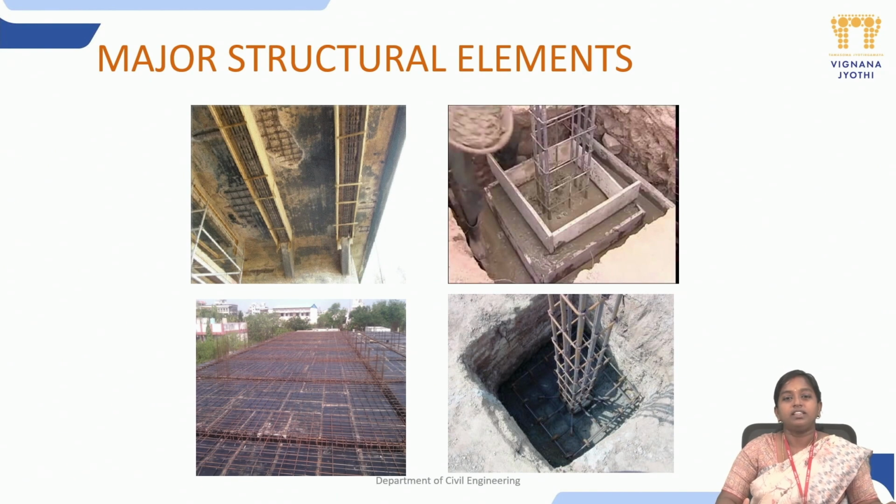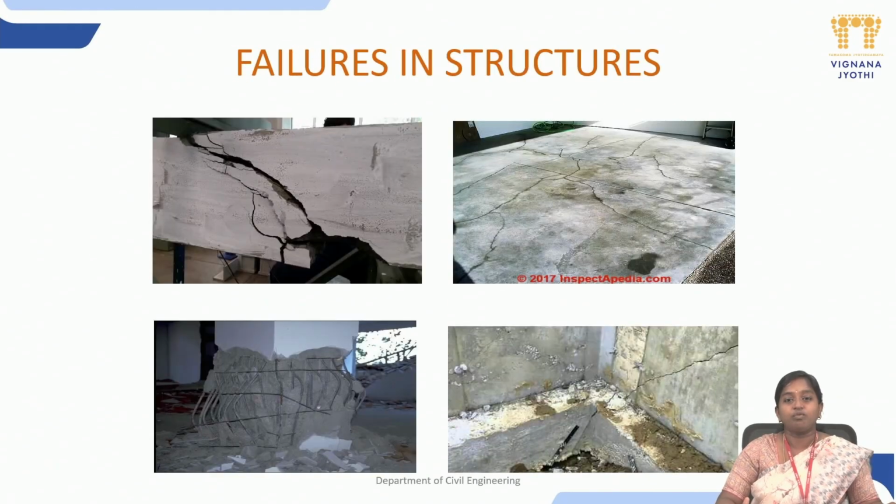As you can see, these are the major structural elements in real-time applications and how their reinforcement looks in each of the sections. The first picture depicts beam reinforcement, the second depicts column reinforcement, followed by slab and then followed by column. In order to design all this, we need to have knowledge of the failures that structures are subjected to. The major failures in structures are due to bending, shear, compression, tension, and torsion.